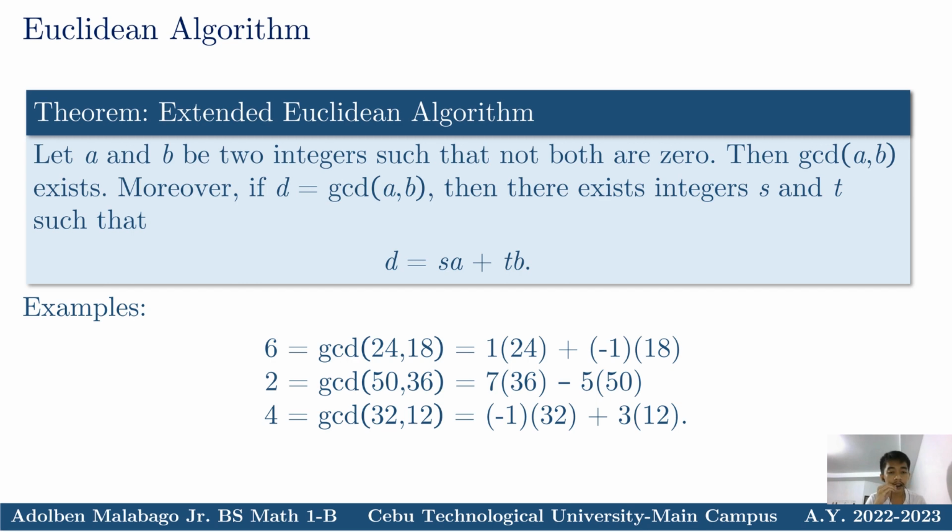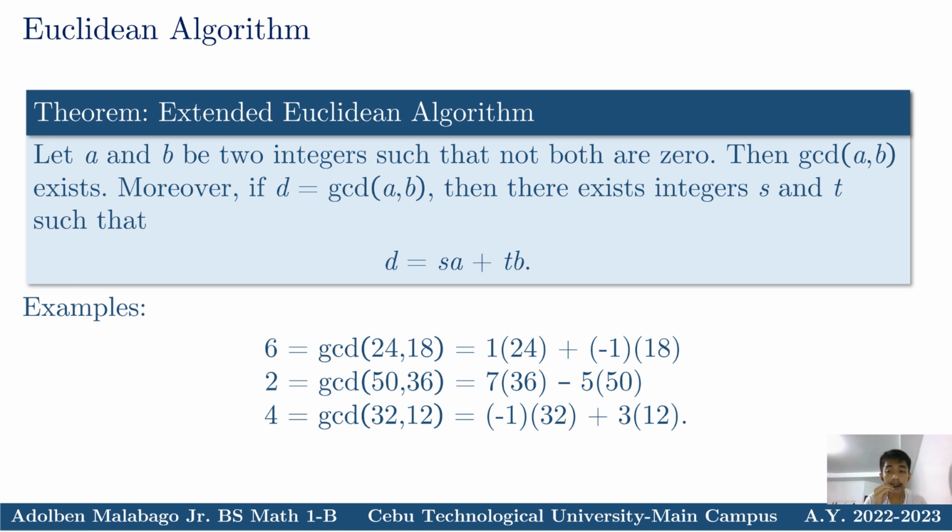We have here 6 equals the GCD of 24 and 18, which is equal to 1 times 24 plus negative 1 times 18. Another, we have 2 equals the GCD of 50 and 36, which is equal to 7 times 36 minus 5 times 50. And the last example, we have 4 equal to the GCD of 32 and 12, which is equal to negative 1 times 32 plus 3 times 12.